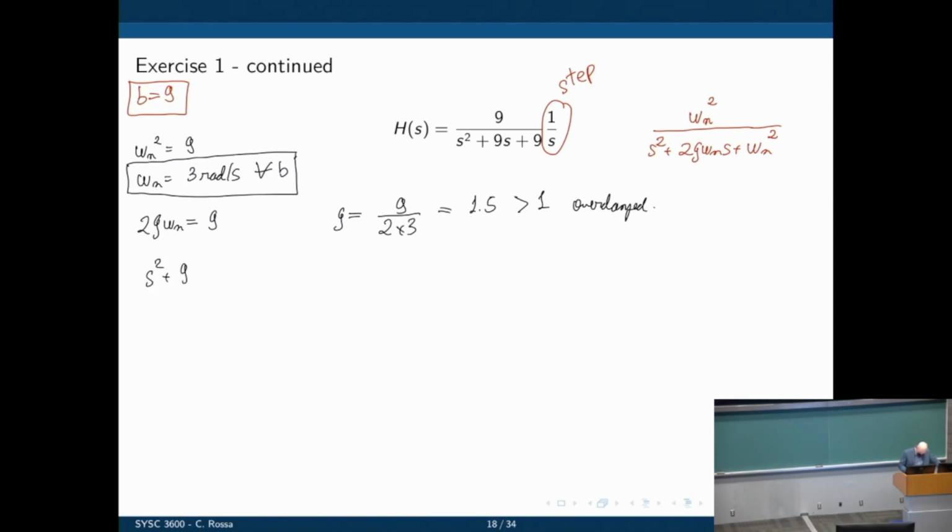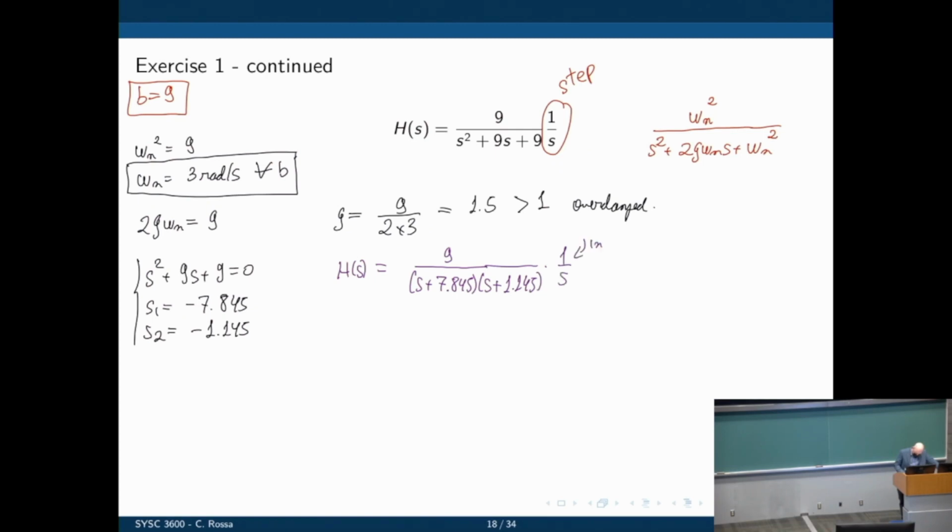So if I find the roots of this, put it in a calculator, we'll find S1 equals negative 7.845 and S2 equals negative 1.145. This means that H of s can be written as a function of these roots: s plus 7.845, s plus 1.145, times 1 over s. This again is the input.